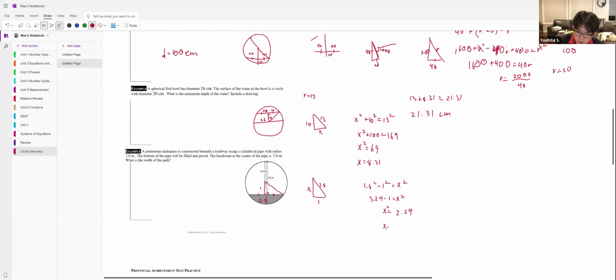So x squared is equal to 2.24, and x is equal to the square root of that. Since the square root of 2.24 is 1.4, we'll just say 1.5. x is equal to 1.5. So then that means that the width of the path is 2x, which is going to be 3 meters width. Does that make sense? Questions?